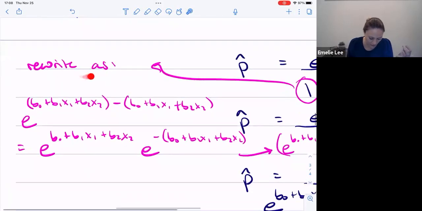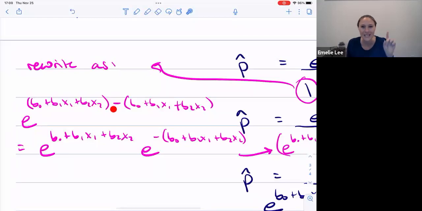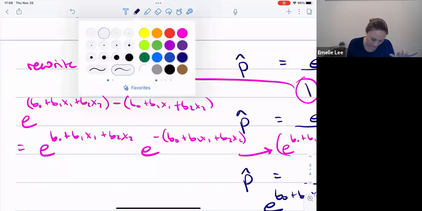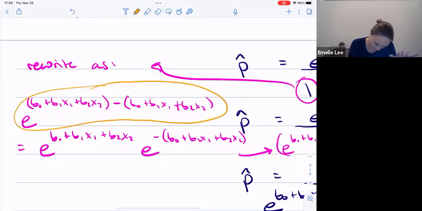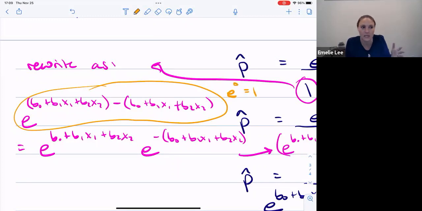So what I'm going to do is rewrite it as e to the b0 plus b1 x1 plus b2 x2 minus b0 plus b1 x1 plus b2 x2. E to the power of 0 here, e to the power of 0 is 1. So I'm replacing 1 with this larger, nasty formula, but it is all in the interest of saving us some work later on.